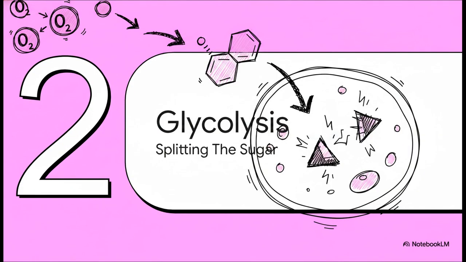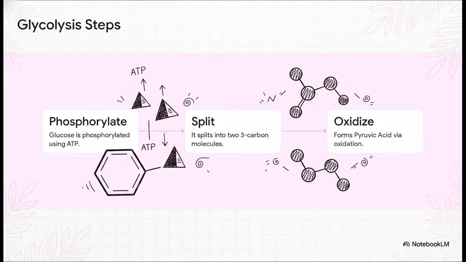Moving right along to section 2, glycolysis, or splitting the sugar. With the oxygen access all sorted out, let's track our glucose molecule as it enters the cytoplasm. Before getting bogged down in the complex biochemistry, the main thing to remember is that glycolysis is exactly what it sounds like, a splitting process. It takes a nice, stable 6-carbon glucose sugar, invests a tiny bit of energy to destabilize it, and basically snaps it in half into 2 3-carbon molecules called pyruvic acid.